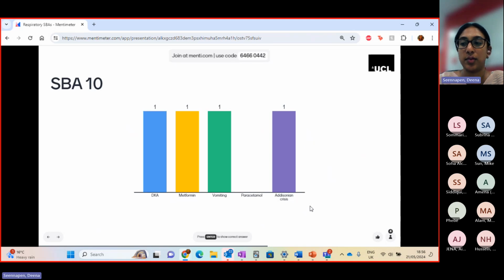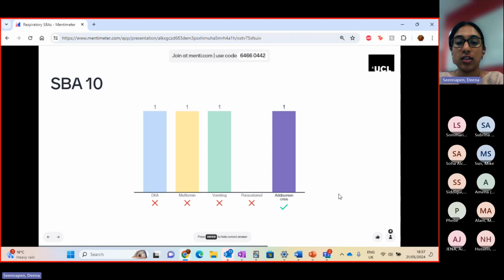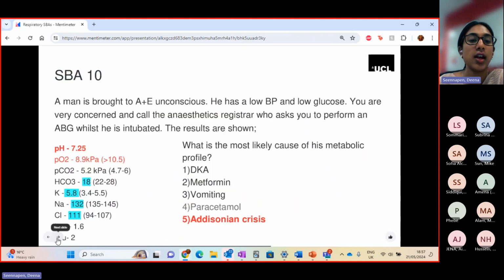Okay, so we're quite split between all of them. This is quite a tricky question, I think. So the right answer is Addisonian crisis. So we'll go through this. So you've got your ABG, and what you're thinking about here is your anion gap.